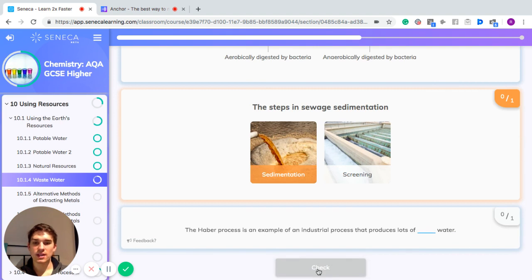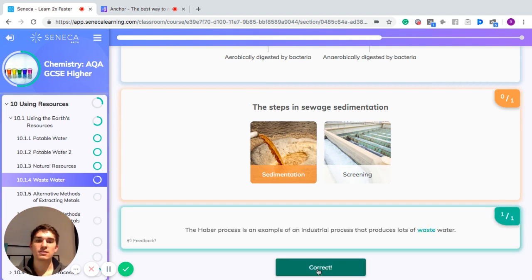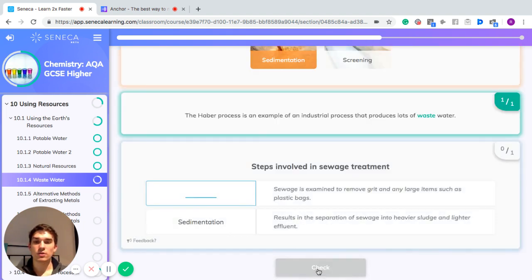The Haber process is an example of an industrial process that provides lots of wastewater that needs treating before it can be released into the environment.